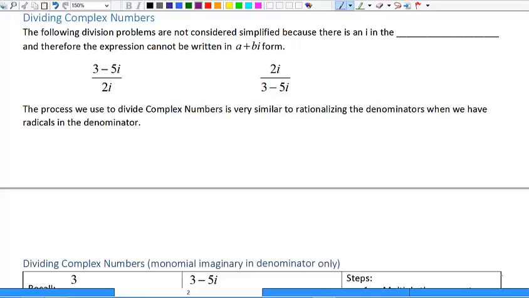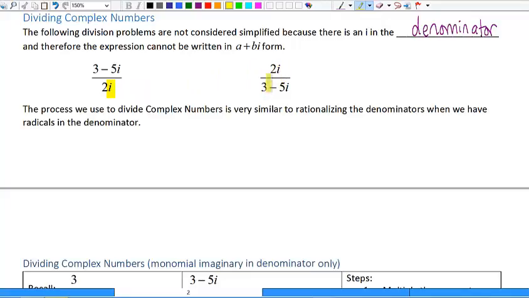Next, we're going to be dividing complex numbers. The following division problems are not considered totally simplified because there is an i in the denominator. And therefore the expression can't be written in a plus bi form. So on the first problem, we have an i in the denominator, and therefore we have a plus bi form in the top, but divided by imaginary, well, that's not in a plus bi form.